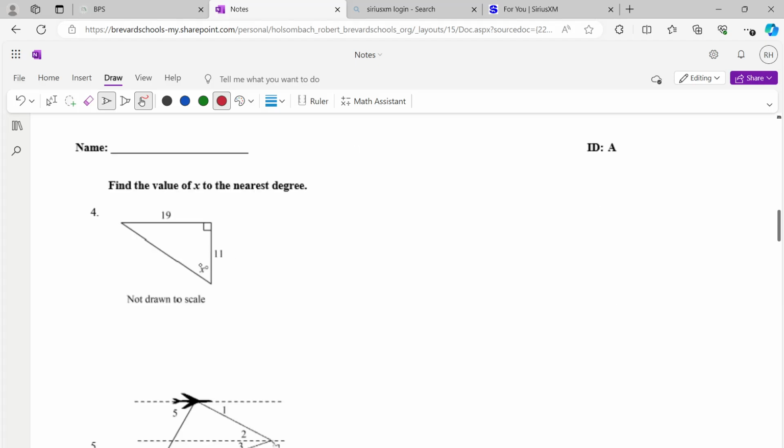Problem number 4, finding an angle measure again, opposite and adjacent. So tangent equals opposite over adjacent. So inverse tan of the opposite side over the adjacent side to the nearest degree. 59.9, which is 60 degrees.